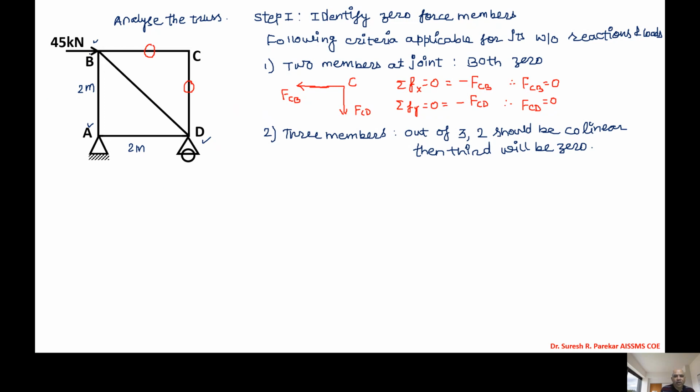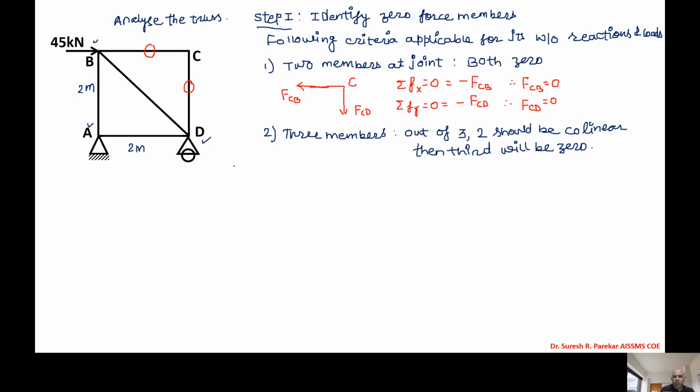Now here at joint B, we have two members but not collinear. At A we have reactions, at D we have reactions. So we cannot apply the criteria at B either. So this is my step 1.